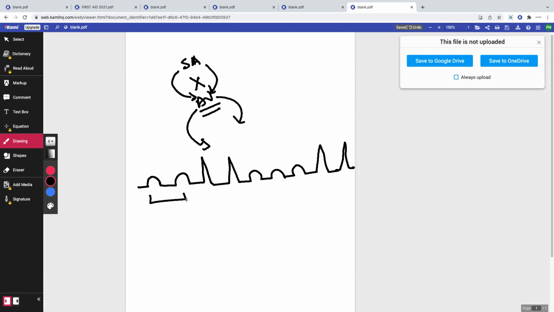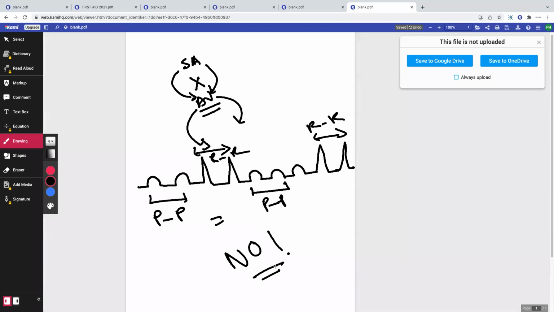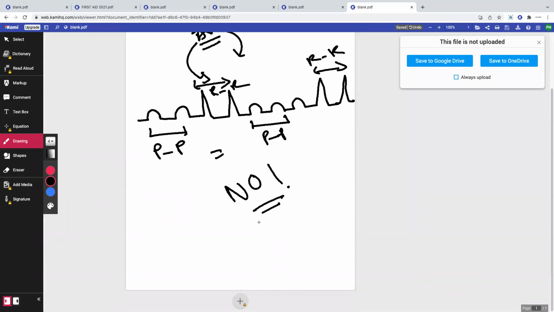So can we get something like this? Over here, the findings are very easy to remember. The P to P intervals, from this one to this one, are the same, and the R to R intervals are going to be the same. But is there any connection between the P and the R? The answer is no. Okay, this is third degree AV block.